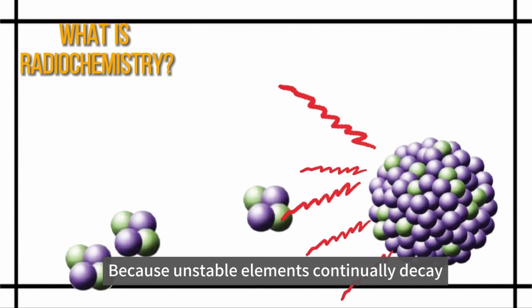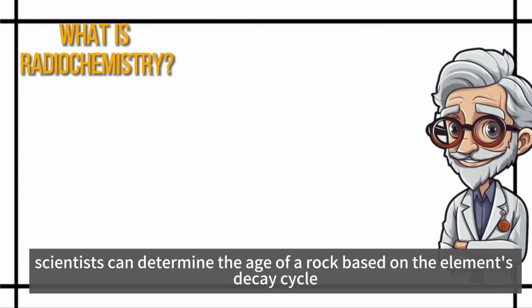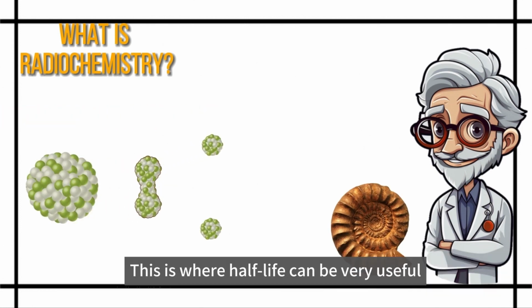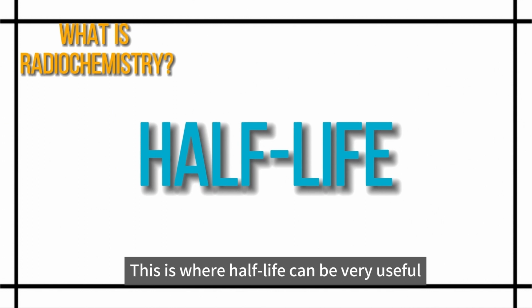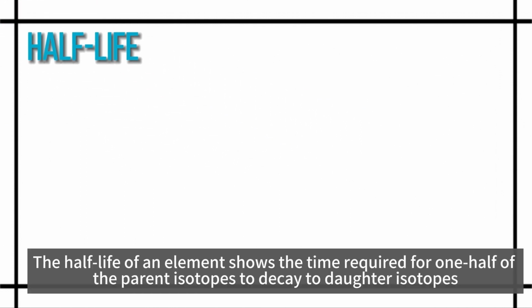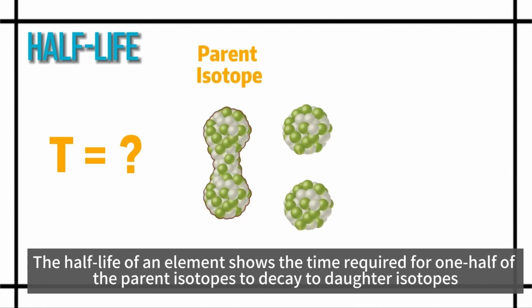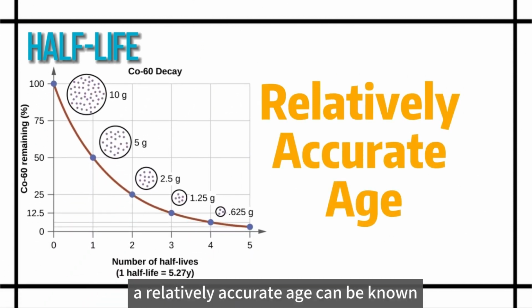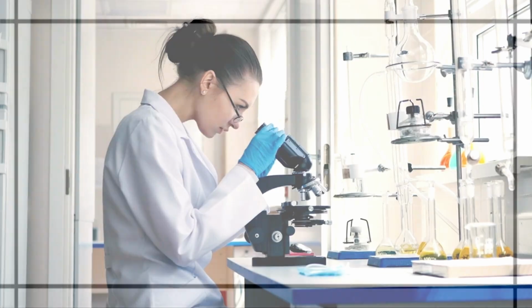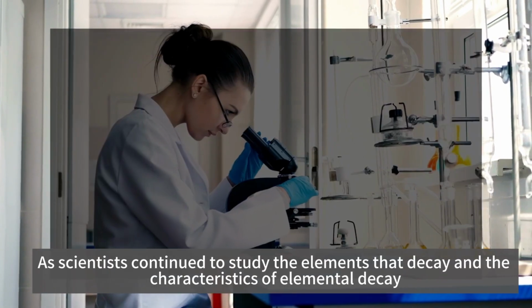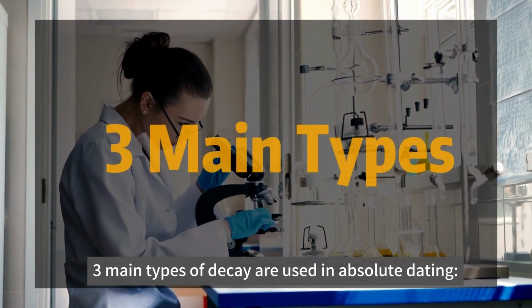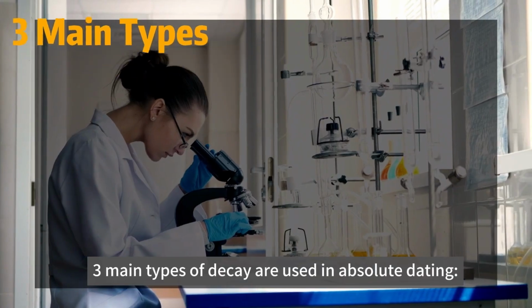Because unstable elements continually decay, scientists can determine the age of a rock based on the element's decay cycle. This is where half-life can be very useful. The half-life of an element shows the time required for one half of the parent isotopes to decay to daughter isotopes. By using the half-life, a relatively accurate age can be known. As scientists continue to study the elements that decay and the characteristics of elemental decay, three main types of decay are used in absolute dating.